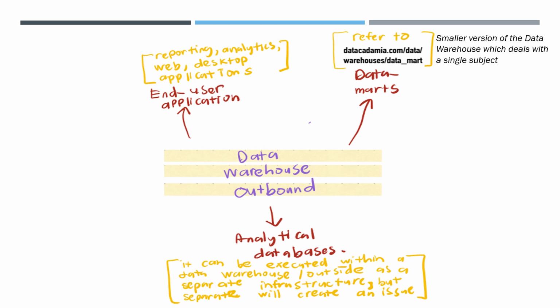There are several recipients of data from the data warehouse, including the end user, applications, data marts, and analytical database. We are going to go through them one by one. For the end user application, it includes the reporting, analytics, web, and desktop applications that directly interact with the data warehouse. We include web applications, since many reporting or analytic applications can be used on a pure play web browser or mobile application. This is very important for the end user.